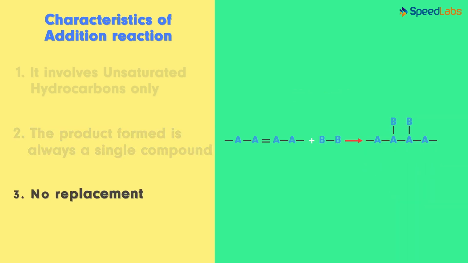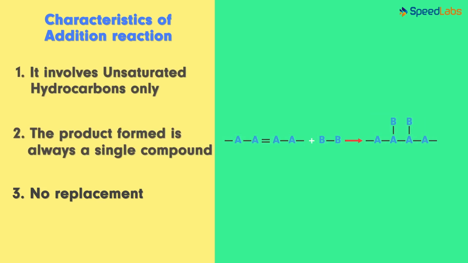Lastly, there is nothing removed or replaced in the parent hydrocarbon chain. That means all the atoms that are present in the parent hydrocarbon will be undisturbed, and newer atoms will be added to the chain for giving the new compound. So these 3 points are very important for us to understand and remember the addition reaction of carbon compounds.